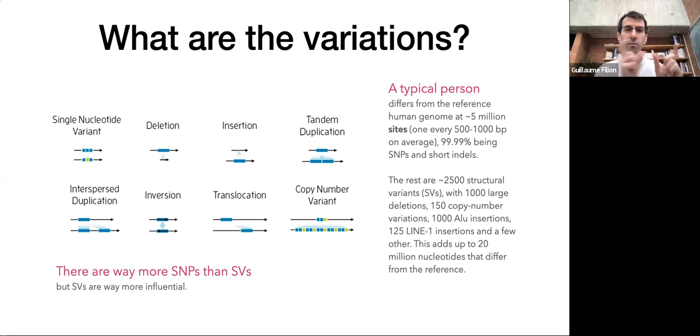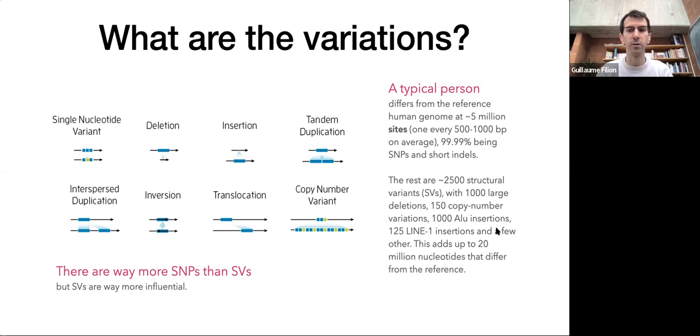I may have 3 repeats in a row, you may have 7. 1,000 ALU insertions. Remember ALU? It's this repeated element that's created by the line, and so we have millions of them. But if you compare my genome and your genome, there will be 1,000 insertions that are different between yours and mine.